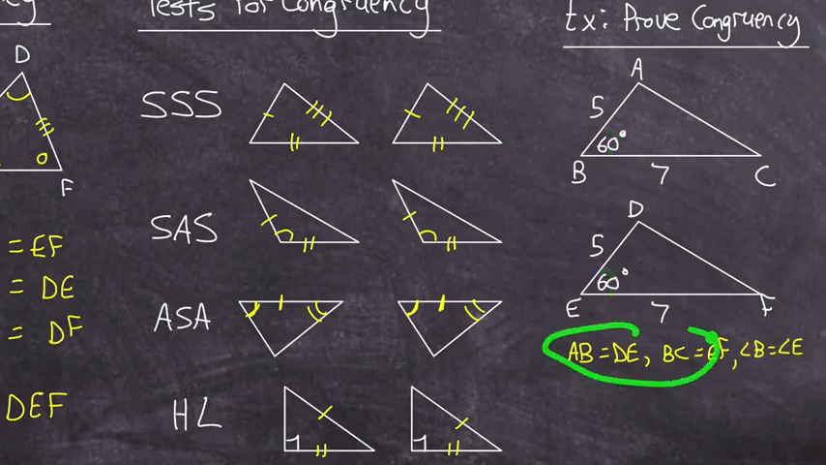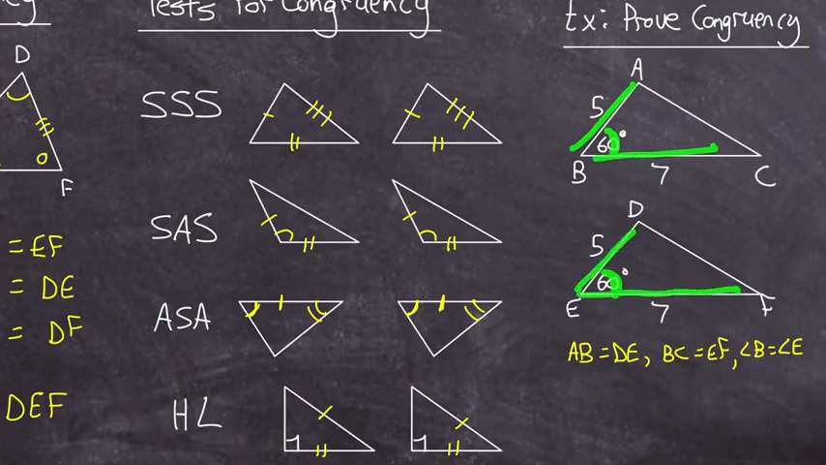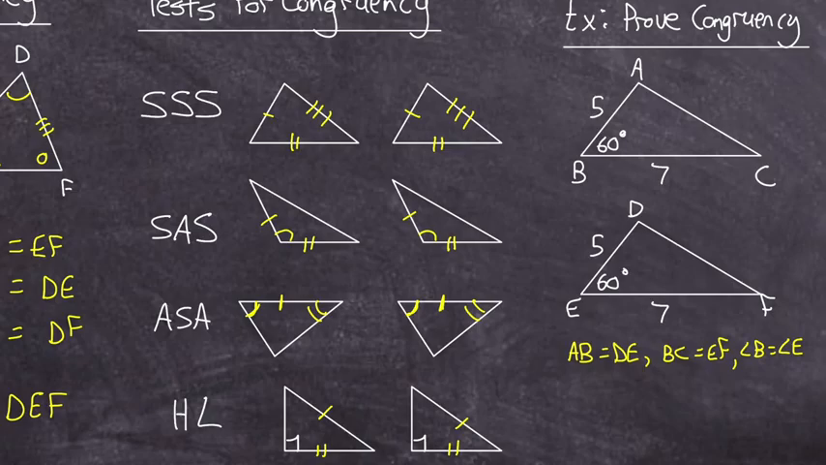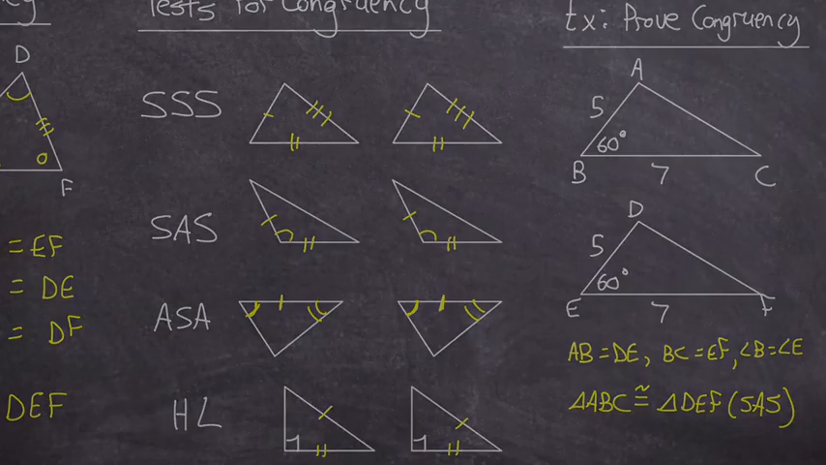Because we have two pairs of sides equal and one pair of angles equal, and the equal angles are contained between the two pairs of sides that are equal to each other. So that's the side-angle-side test for congruency. So we know that those two triangles are in fact congruent. So triangle ABC is congruent to triangle DEF. And I know that because of the side-angle-side test for congruency.